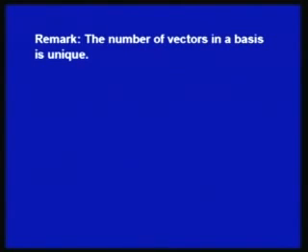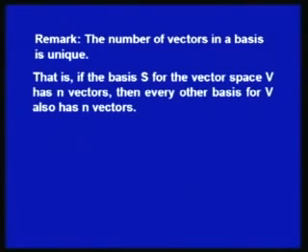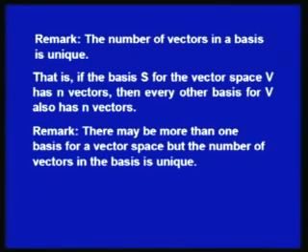Then next is the remark: the number of vectors in a basis is unique. That is, if the basis S for the vector space V has n vectors, then every other basis for V also has n vectors. In fact, in my earlier two theorems, one theorem says if I have more than n vectors, then again it will not form a basis, it becomes linearly dependent. If I have one less vector, then again it will not span the vector space. So, n is fixed for a basis to have n vectors for a vector space V.